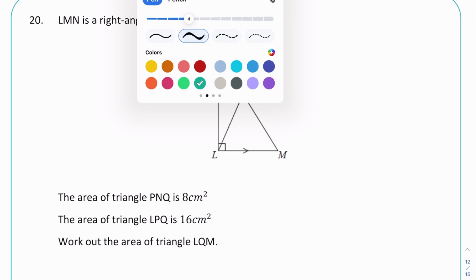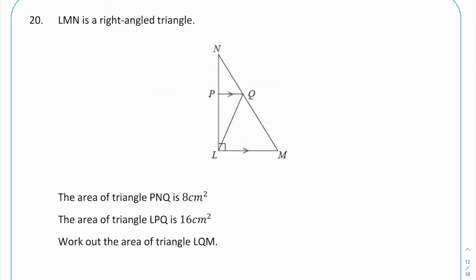So those two are linked, but these two triangles here, PNQ and LPQ, are not the same length, but they have double each other's area. Now as they share this line here, if this one, for example, had a length of 1 from P to N, then in order for that triangle just below it to have double the area, this length here would have to be double the size.